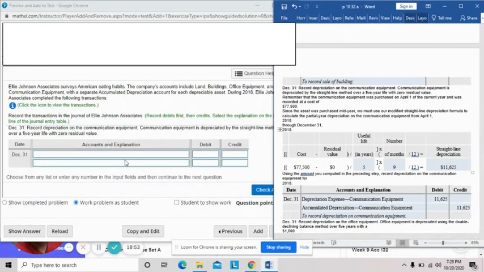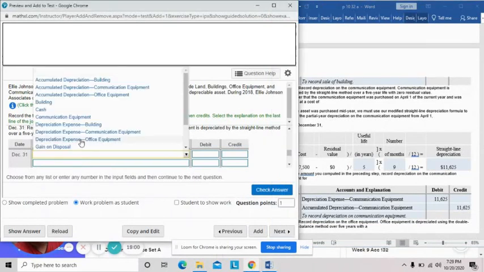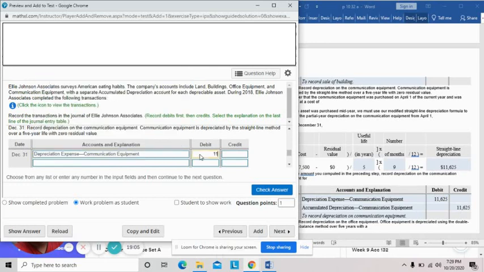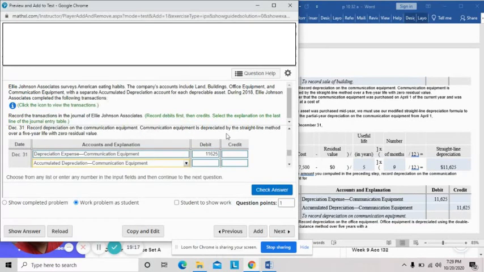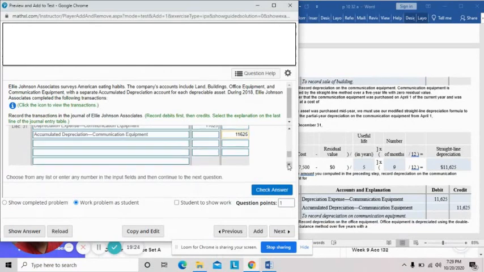Using the amount I computed in the preceding step, I will then record the depreciation on the communication equipment for 2018. It is a debit to depreciation expense for communication equipment, 11,625. Credit to accumulated depreciation for office communication equipment, 11,625. The purpose of this entry is to record depreciation on the communication equipment.